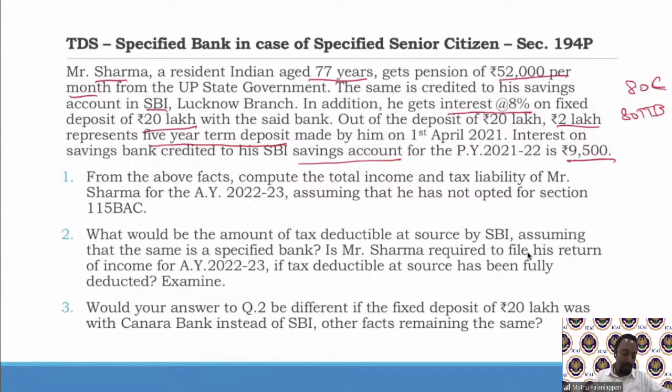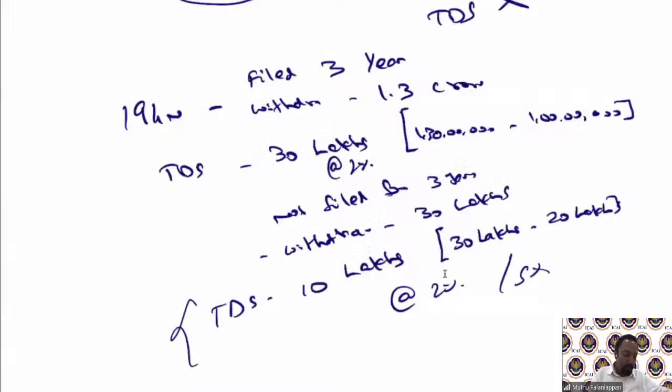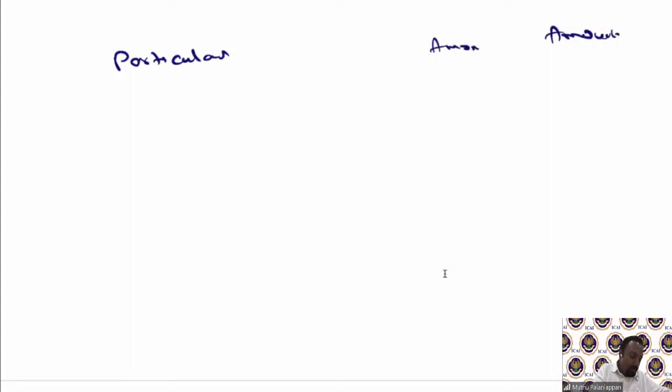So from the above facts, we need to compute the total income and tax liability, assuming that he has not opted for 115BAC. So that is the income that we are talking about. So what is the first thing that we need to do? We need to compute particulars, amount. So we need to compute the actual tax.